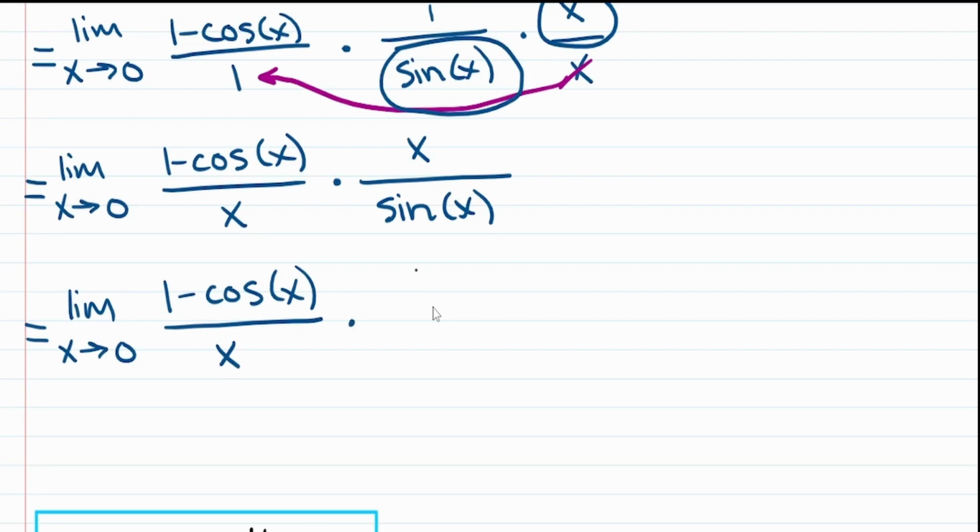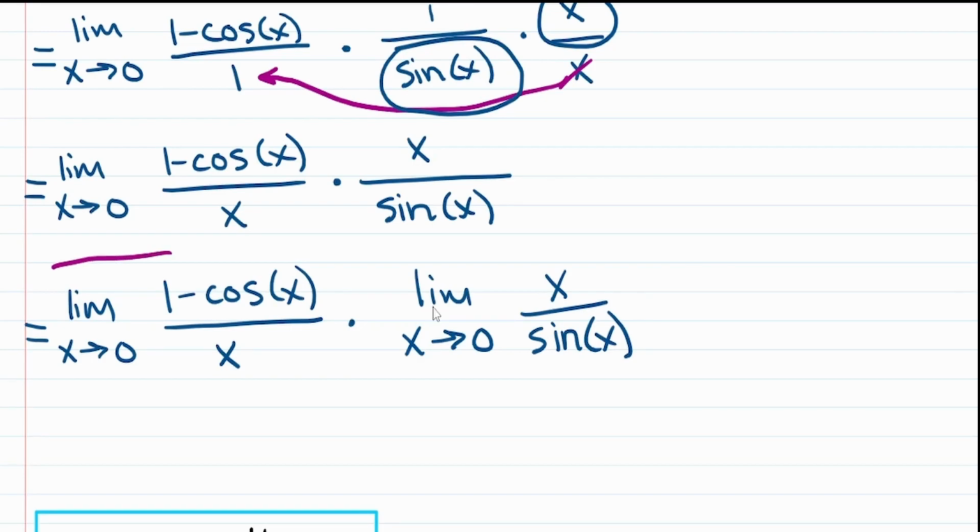And then multiply them together once we take the limit. Now you'll notice, once we split them up, we have the format we need to apply our special limit. The limit as x approaches 0 of 1 minus cosine x over x.